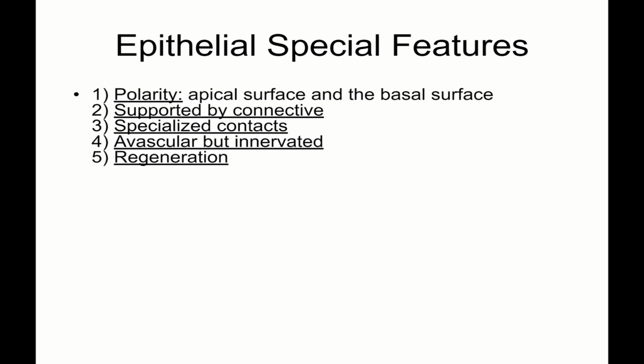Avascular, that means it doesn't have blood vessels running through it, but it is innervated, and innervated means it has nerves running through it. So we have nerves running through our epithelial tissue, but we do not have blood vessels, and blood vessels are going to be under that basal surface in the connective tissue, and that's how we are able to get the blood supply that these tissues need without the blood vessels being directly inside of that tissue.